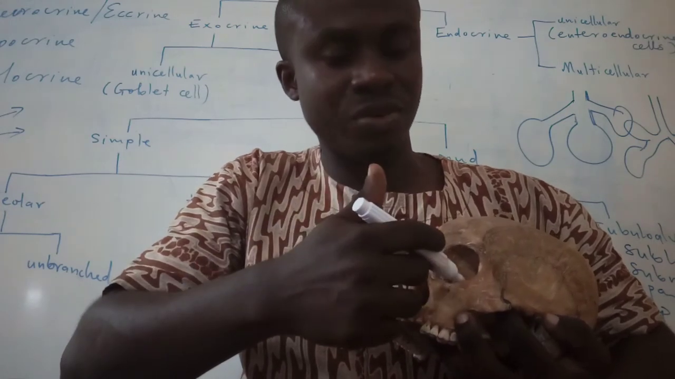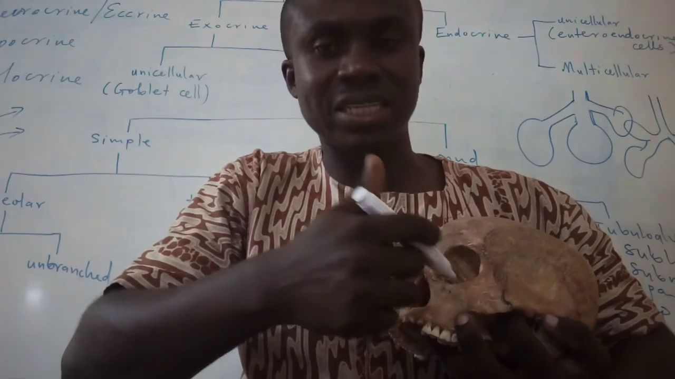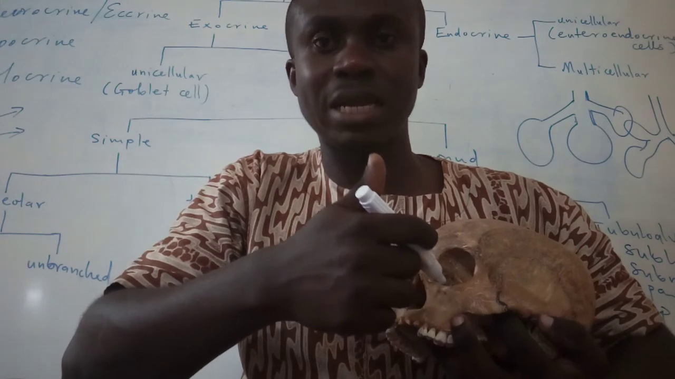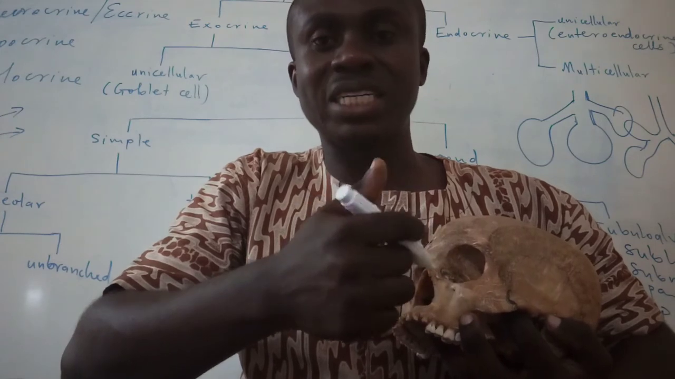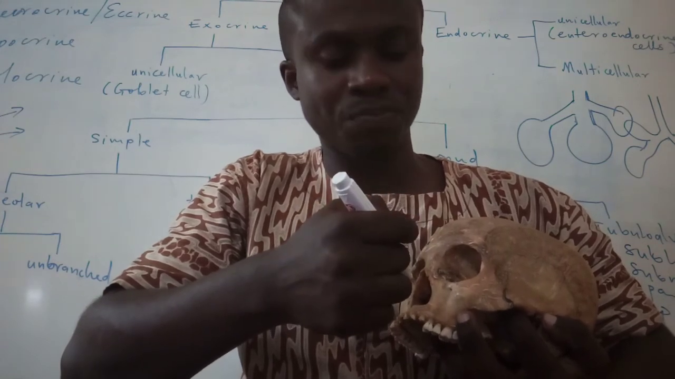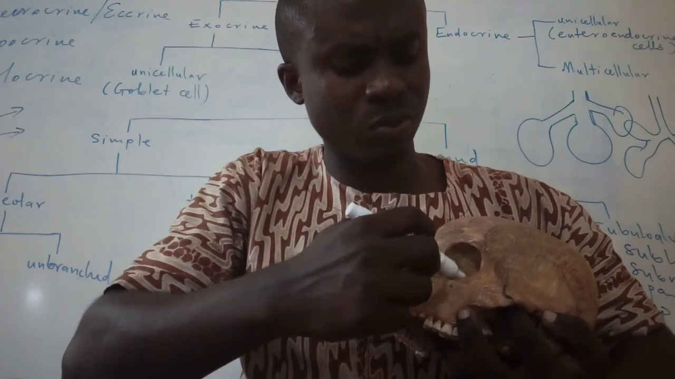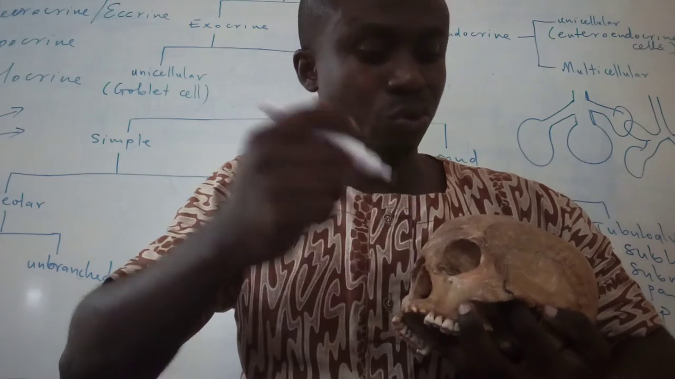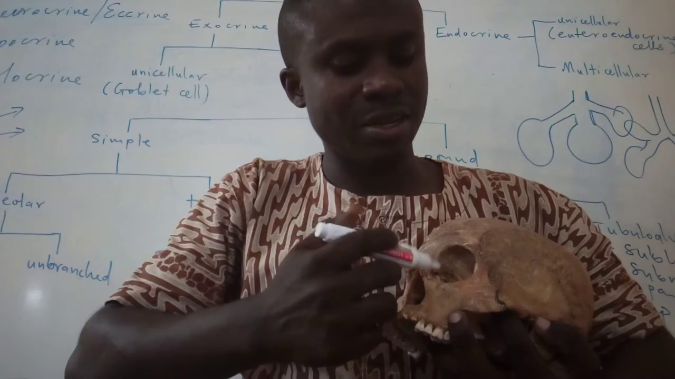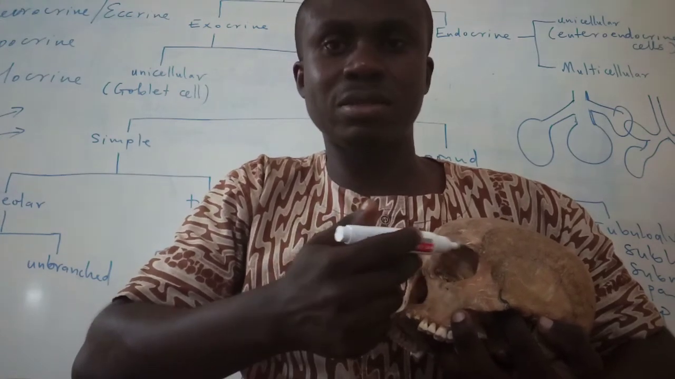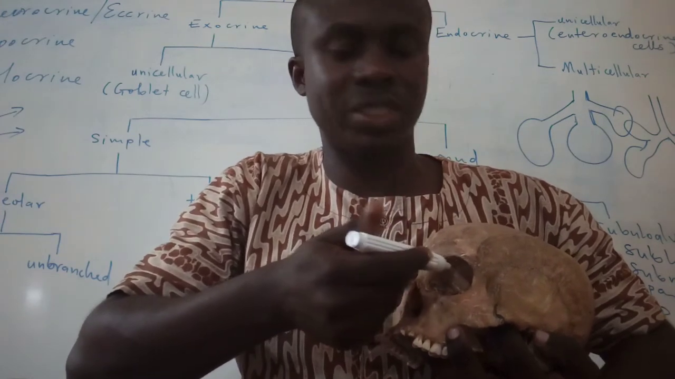Then the floor, or the inferior part of the wall, is going to be contributed mainly by the maxillary bone. The maxilla is going to contribute. And of course we are also going to have the palatine bone contributing to it. Even apart from that, we also have some portion coming from the zygomatic bone contributing to the floor of the orbital cavity. But mainly the frontal bone is going to form the roof of the orbit.